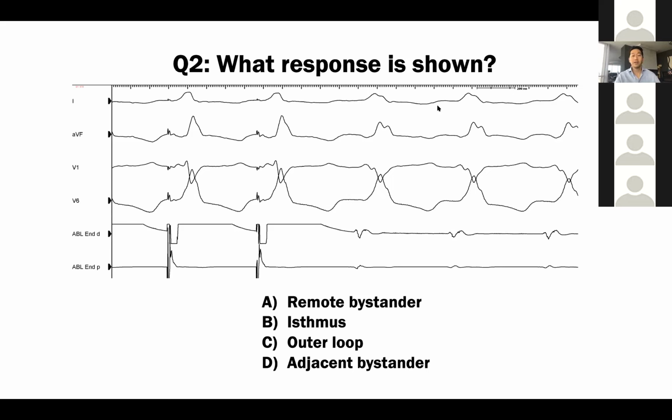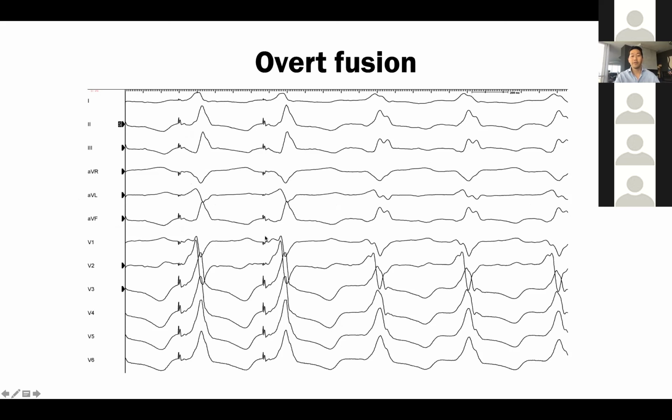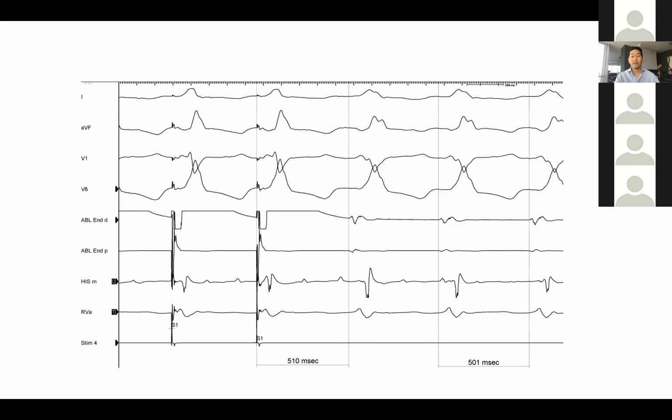And if you look here, your PPI minus TCL, there's the overt fusion on all 12, is 510 to this electrogram of interest, 501. So is that a remote bystander? No, because you are very close to the circuit, if not on the circuit. You're within 30. So therefore, the answer is outer loop. Does that make sense to everybody? Any questions on that? Now's the time to ask.